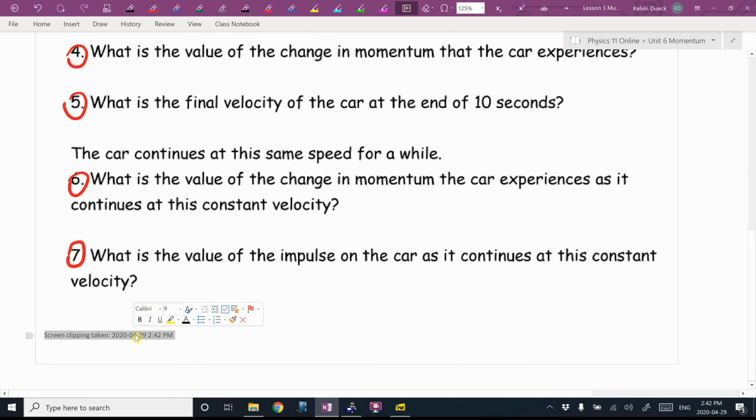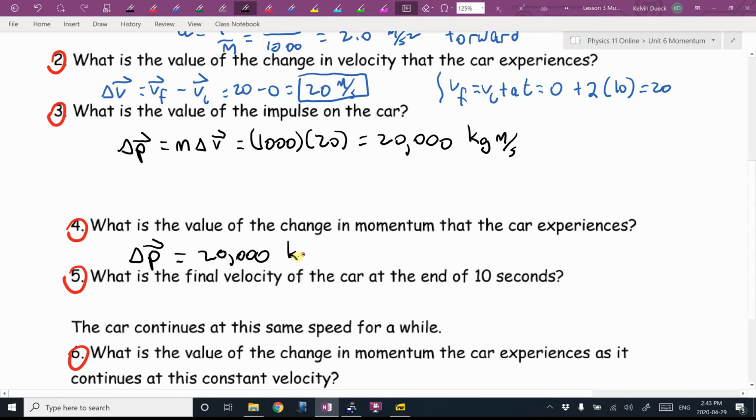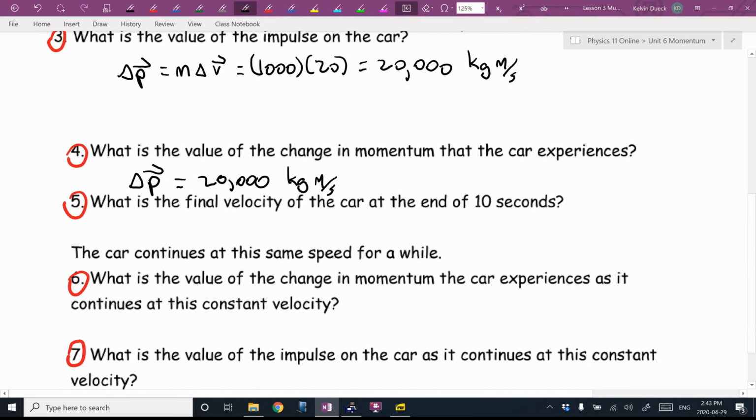Number 4, what's the value of the change in momentum? This is a trick question because I already answered it. In number 3, I found the impulse. Impulse is another word for change in momentum, so the change in momentum is going to be the same as the answer to number 3, 20,000 kilogram meters per second. And now that I know that, I can start to combine some of these and probably save myself some time.